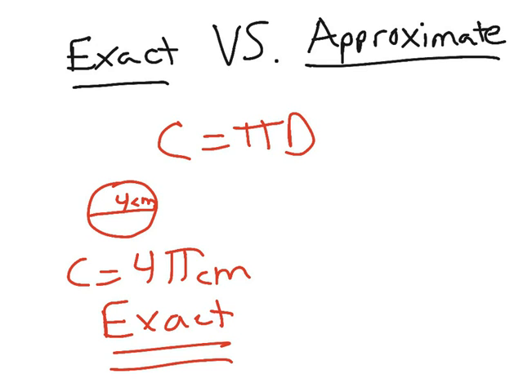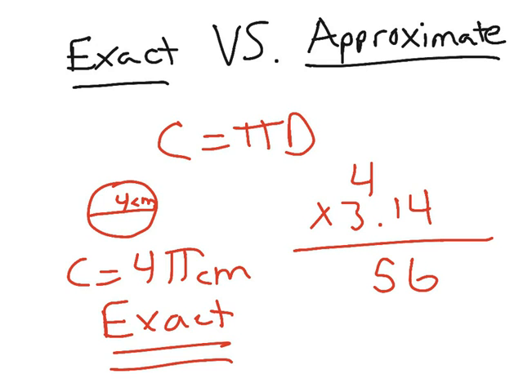So for an approximate answer, you would take 4 and you would multiply it times 3.14, which is an approximate solution, or an approximation of pi. And so that would be 12.56. So I'm going to put this symbol in front of it there. So it's approximately 12.56 centimeters. So that's the difference between exact and approximate.